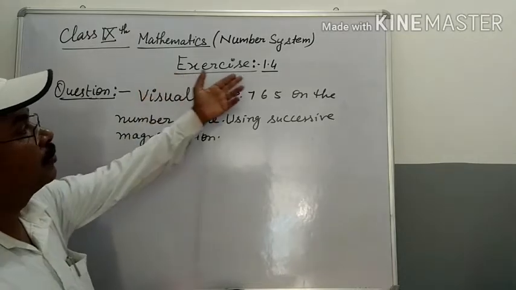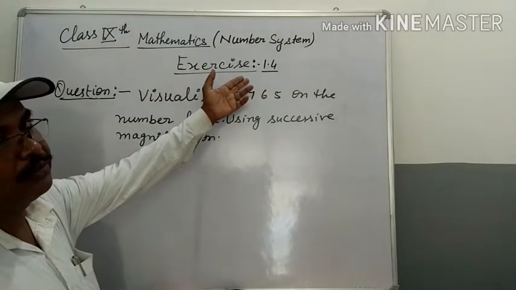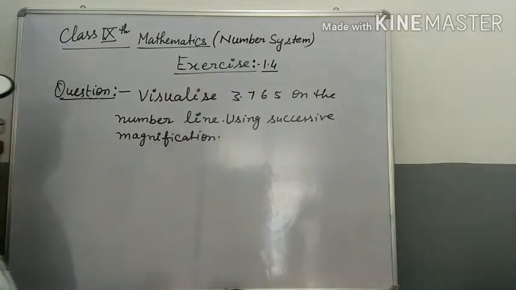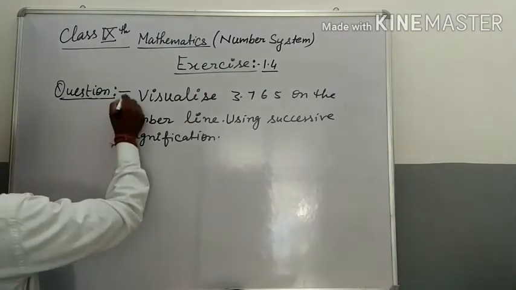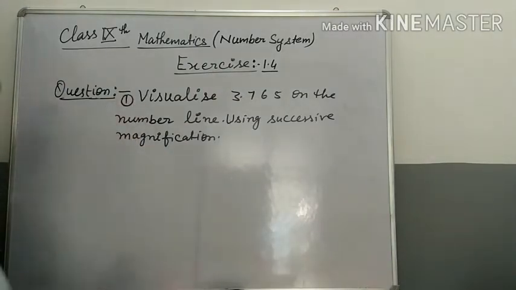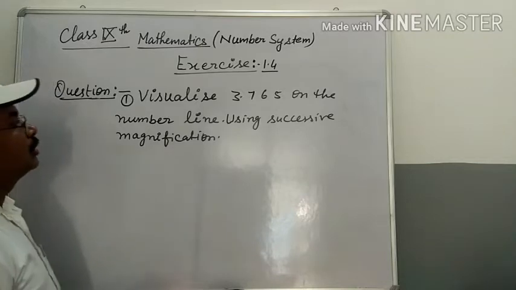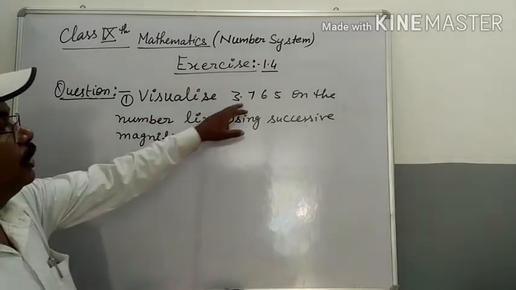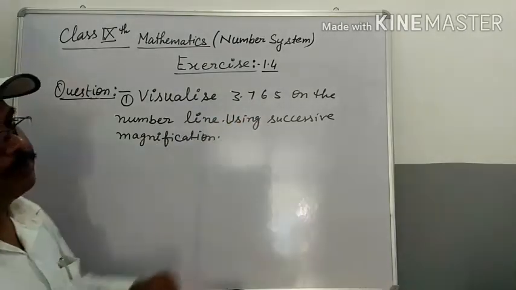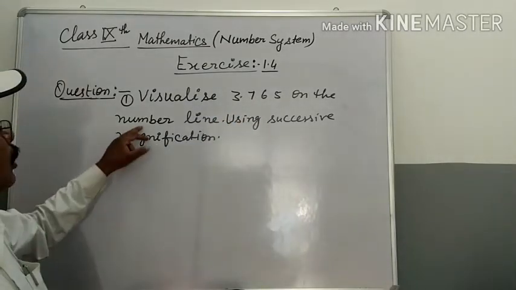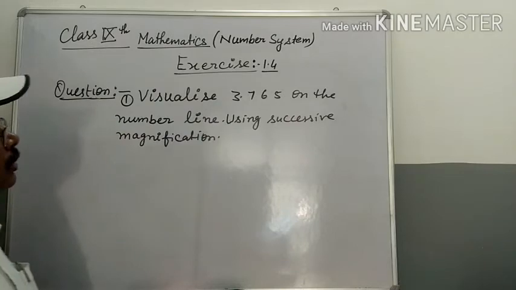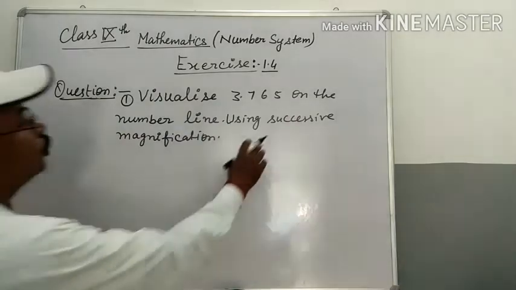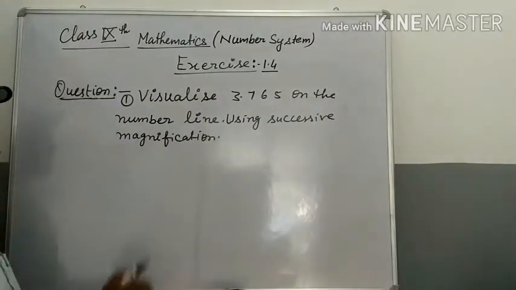Exercise 1.4. Question number 1, students. This question is about visualizing 3.765 on the number line using successive magnification.